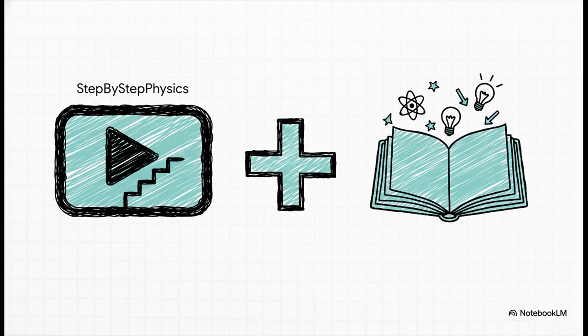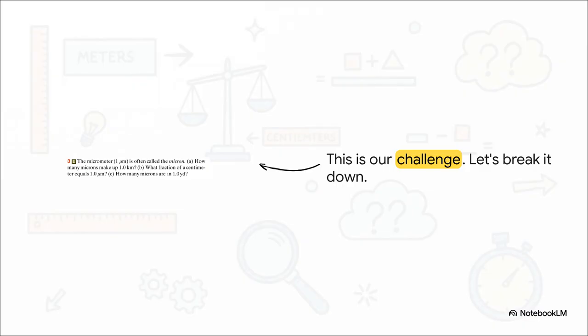Let's get into it. All right, so here's the beast we're going to tackle. We're dealing with one super tiny unit, the micron, and we need to relate it to 3 completely different scales: kilometers, centimeters, and yes, even yards. The secret here isn't to memorize a bunch of formulas. It's all about having one consistent method. So let's break this thing down.